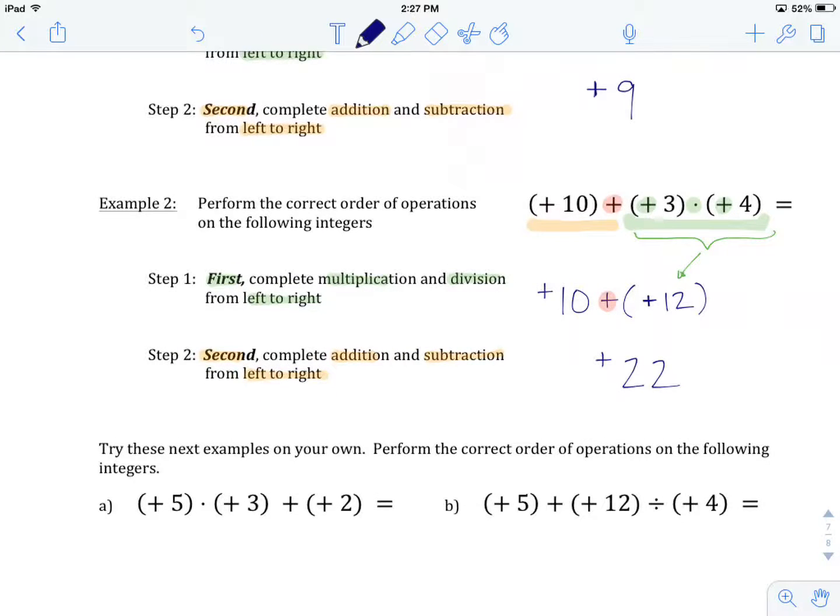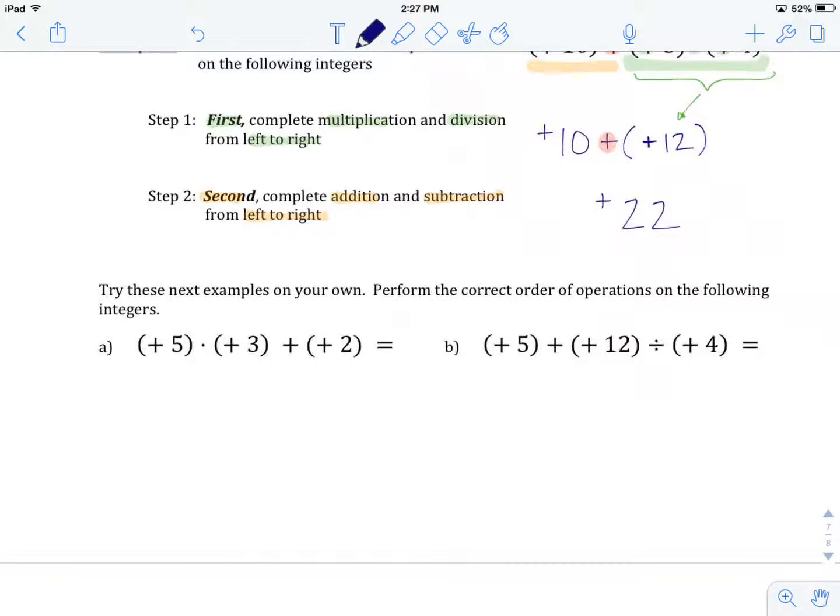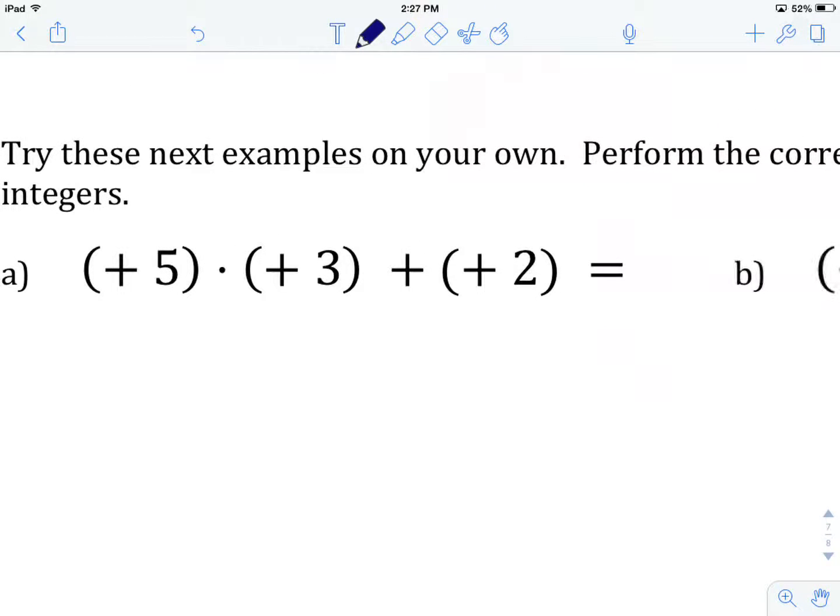And that is example number 2, performed with the correct order of operations, doing multiplication and division always before addition and subtraction. So let's let you guys get a try here at example A. Same thing, we're going to take this expression and perform the correct order of operations on the integers to come up with an answer. So let's have a look at A. It's positive 5 times positive 3 plus positive 2. So I want you to hit pause, come on back when you're done, and we'll see how you did.